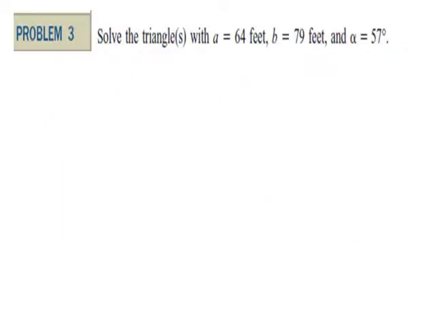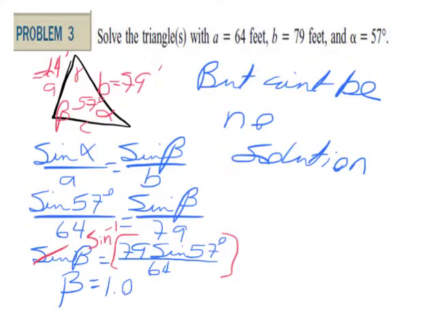Go ahead and pause and I'll put the answer. All right, here's the answer. One thing you need to remember is the side opposite the angle, so 57 degrees, that's 64, which means that since the opposite side is 79, beta has to be bigger than 57. Remember that the sides coincide. That's why there's no solution.